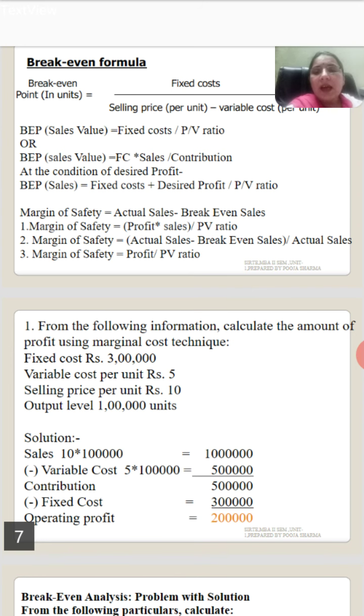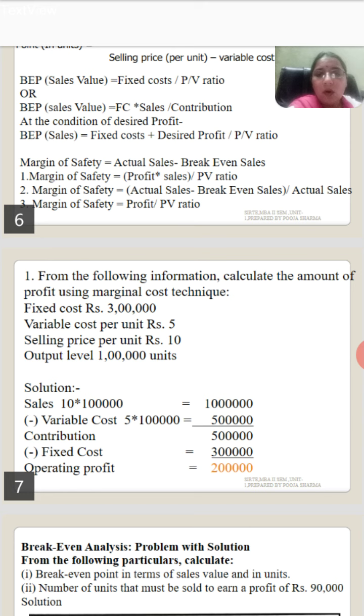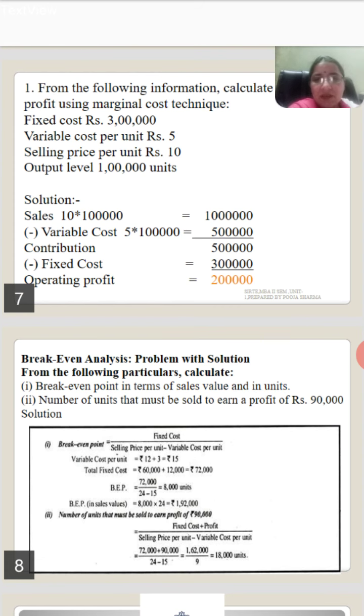Margin of safety can actually be calculated by three formulas. It shows how safe the company is right now. The company is earning above the break even point, above that level. Here you can see one example of the break even point.